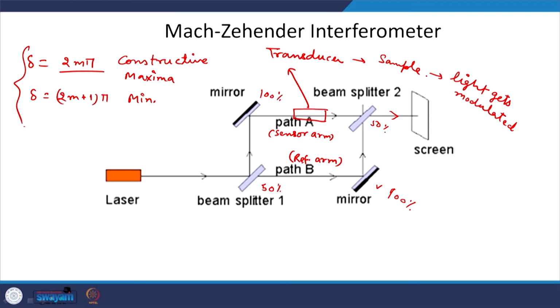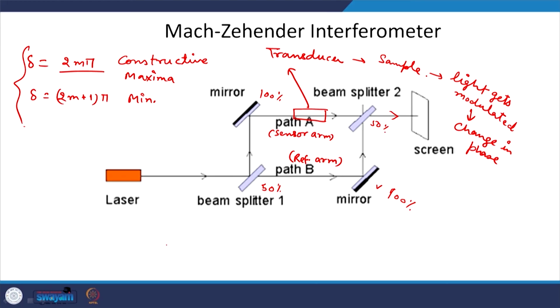So, light gets modulated here, this will lead to a change in phase, and the phase difference which occurred will lead to a change in the intensity profile. By measuring the change in intensity profile, you can convert it to how much change in phase occurred, and from there you can conclude how much.